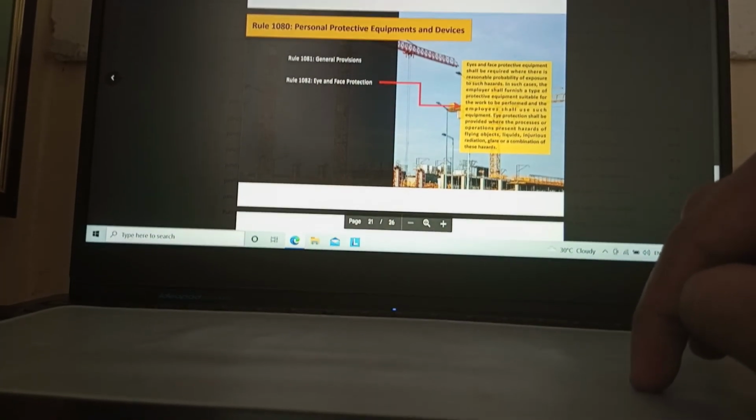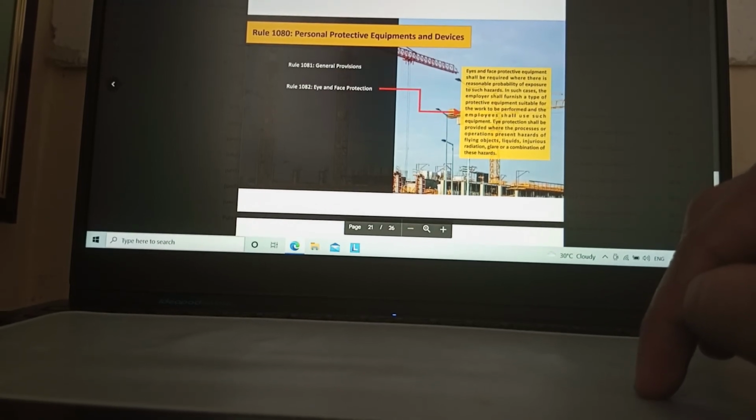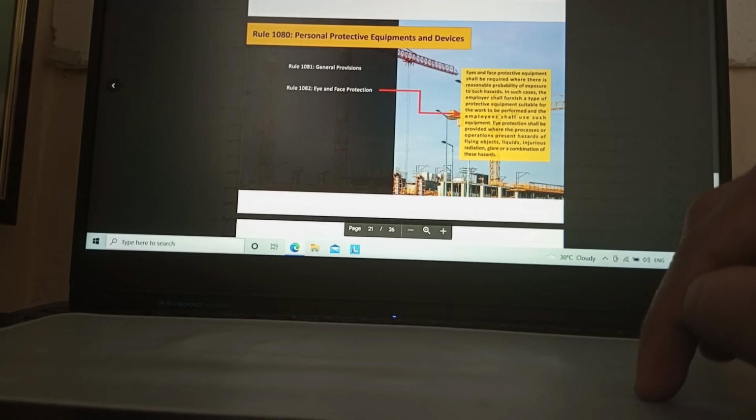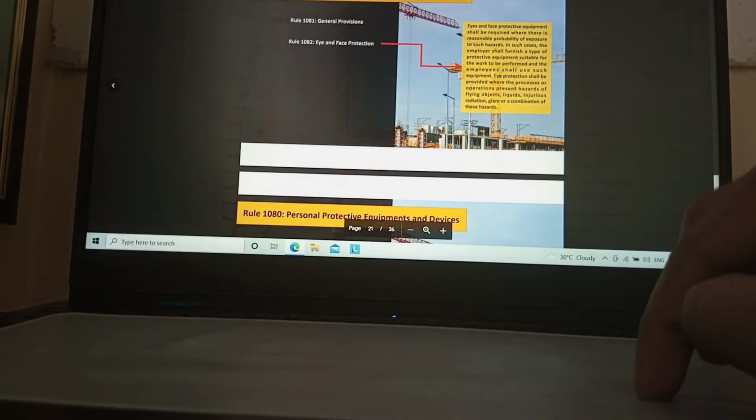Rule 1082. Eye and face protection. Eye and face protective equipment shall be required where there is reasonable probability of exposure to such hazards. In such areas, the employer shall furnish a type of protective equipment suitable for the work to be performed, and employees shall use such equipment.